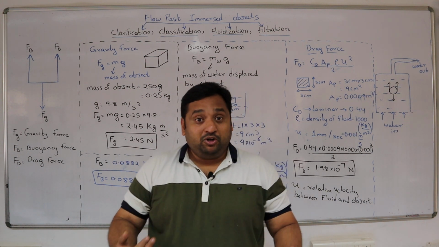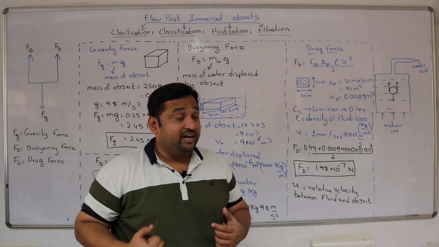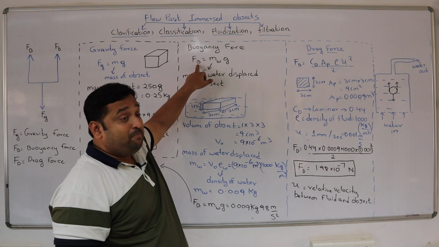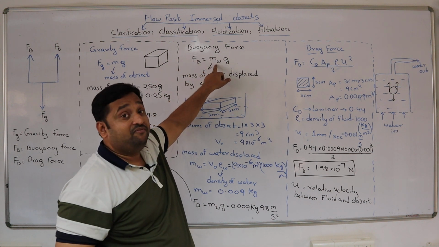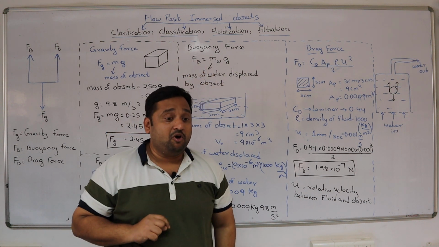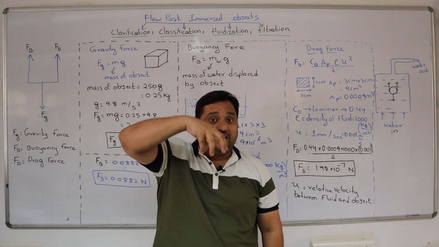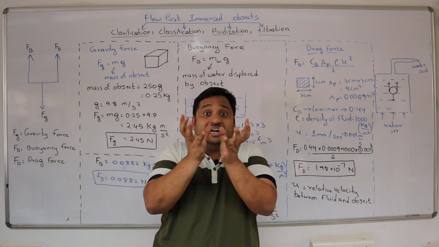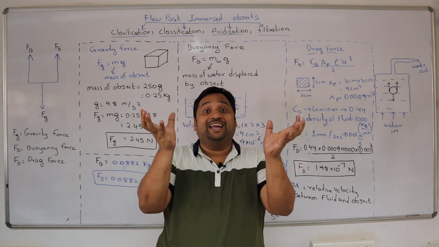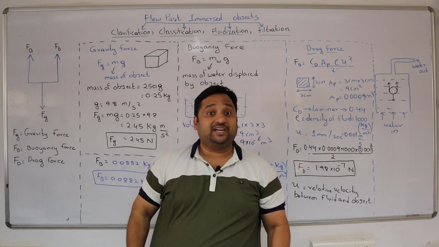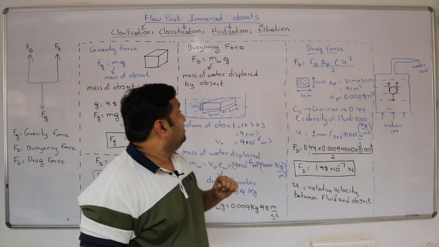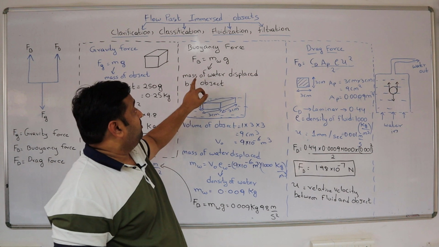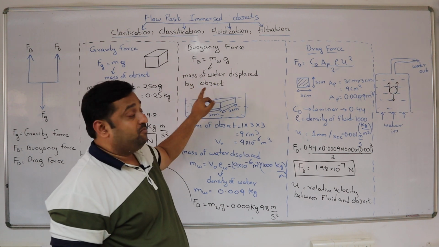Similarly, if I want to calculate the buoyancy force, this is where the trick lies. The buoyancy force can be calculated by Fb is equal to the mass of the water that you have to take into consideration, because the moment you put the object in, it will displace some water. So you have to calculate how much mass of the water is getting displaced by the object that is immersed inside. So buoyancy is equal to mw into g, where mw is the mass of the water displaced by the object.